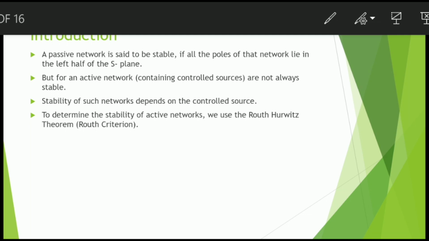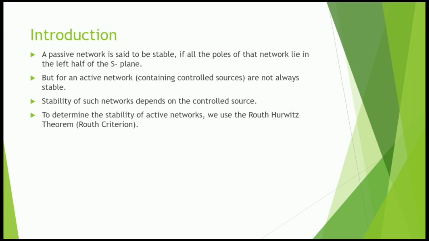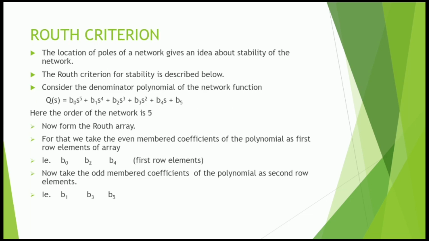But for an active network, it is not very easy to determine the position of the poles directly. In such conditions, we use the Routh-Hurwitz theorem, which is known as the Routh criterion, for determining the stability. Now, we will see the Routh criteria and how we can determine the stability of this.